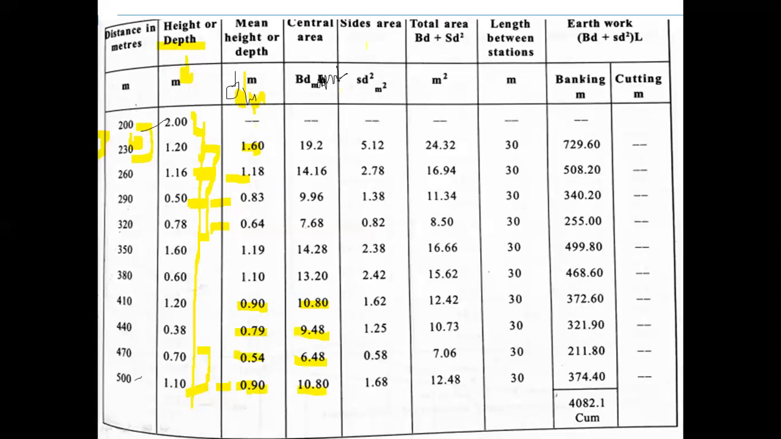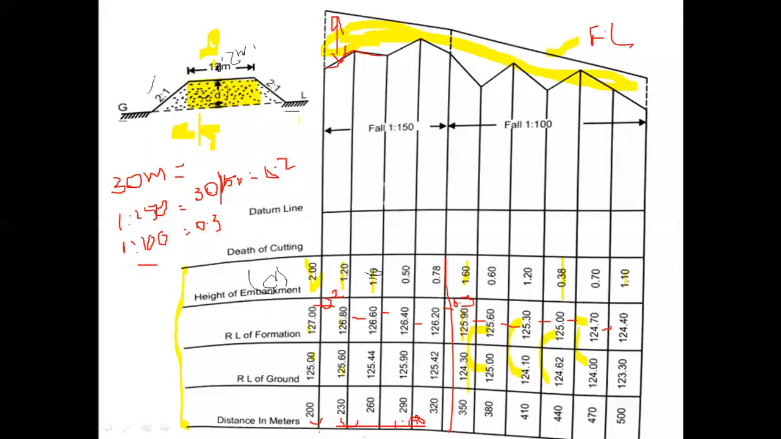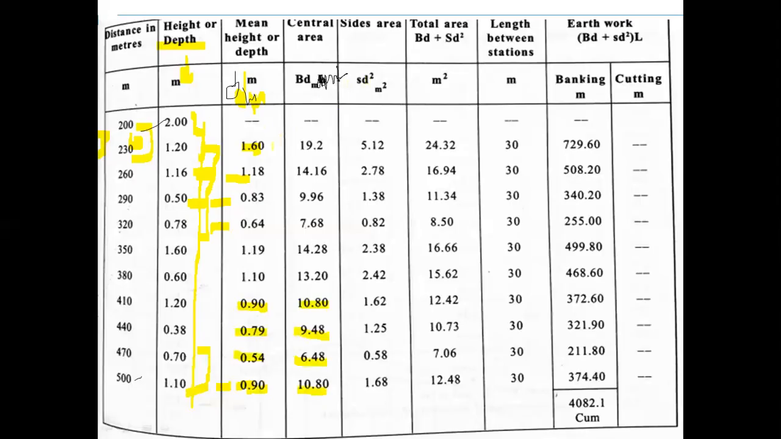Next one, side area, S D square. The S value is the 2:1 slope. In this given problem it is 2:1, so S is taken as 2. S into D square, where D is the mean depth: 1.6 square into 2 is 5.12. 1.1 square into 2 is 2.78. This goes up to 0.9 square into 2, the last one, which is 1.68.